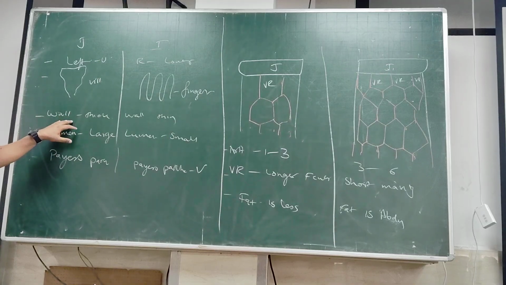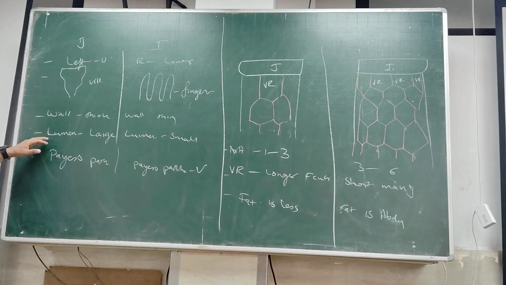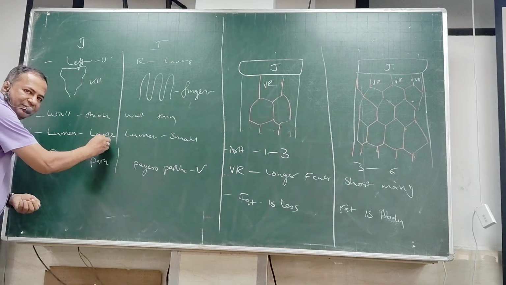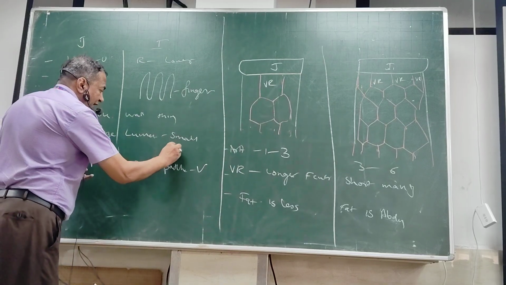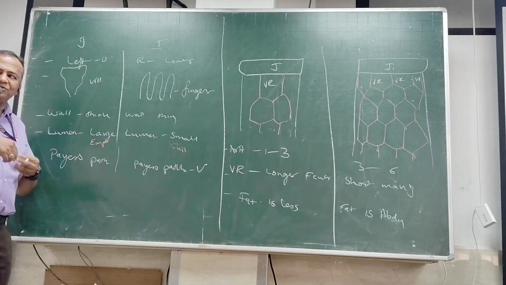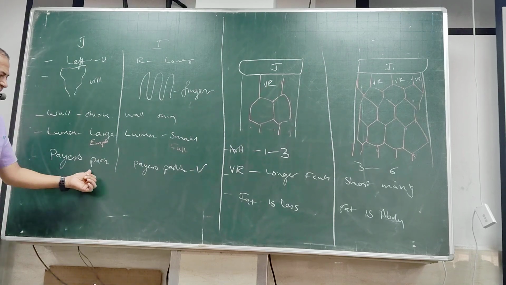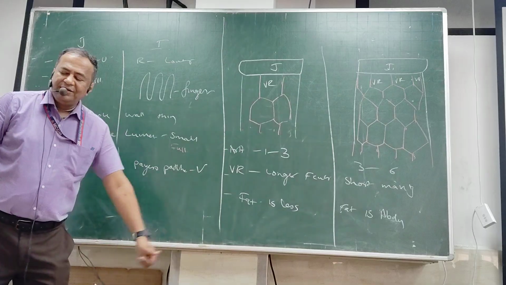Wall of jejunum is thicker. Here it is thinner. Lumen is large and empty most of the time. You have to write this, large and empty. Here lumen is small and full most of the time, because jejunum empties faster. In ileum food stays long. Peyer's patches are absent in jejunum, they are present in ileum.